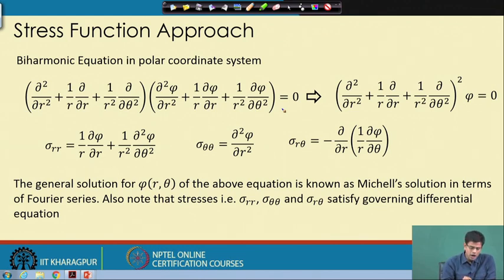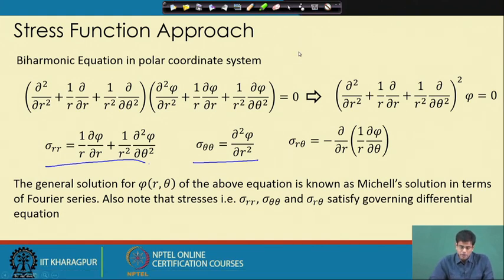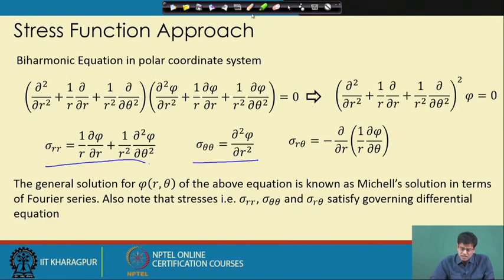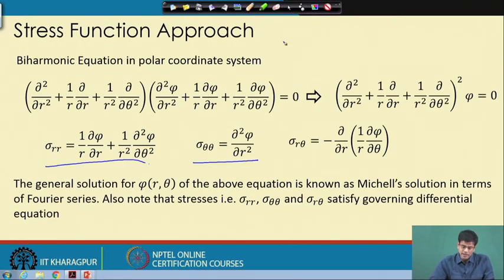Now, you have to see, or you can verify that this form, this sigma r r and sigma theta theta, also satisfies the governing equation in two-dimensional polar coordinate system. That is, this sigma and this phi is also known as the stress function. So, this satisfies these two equations directly. So, you can also just substitute this and check whether it satisfies or not.